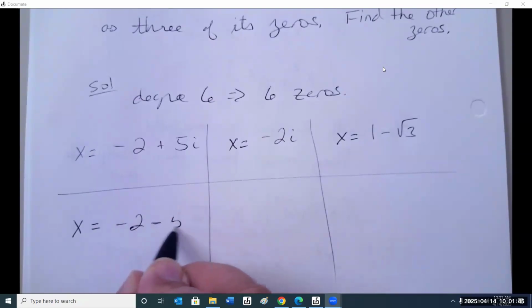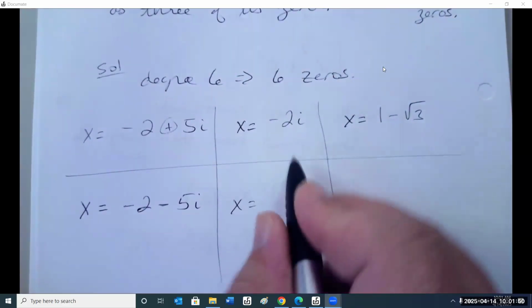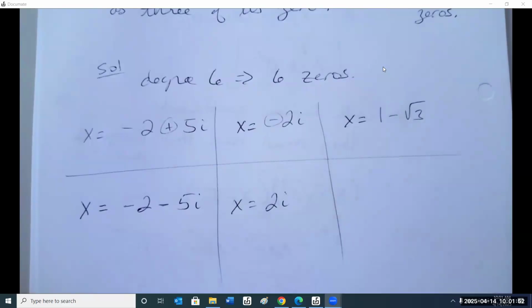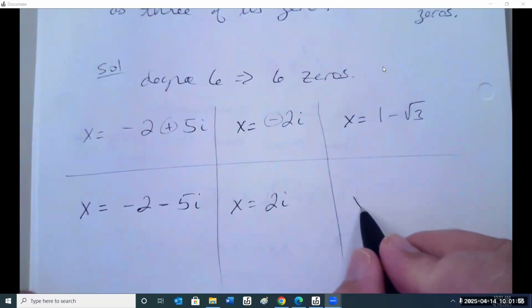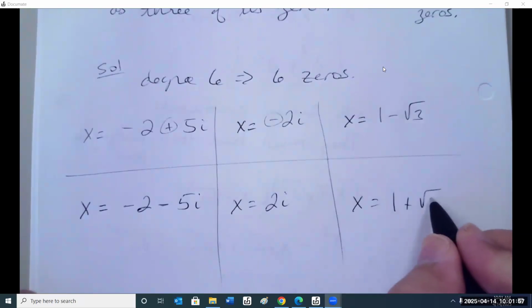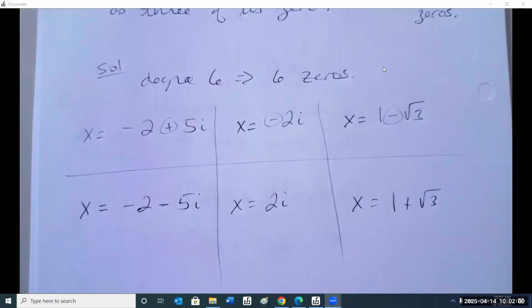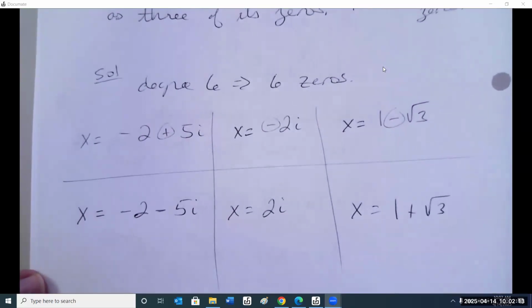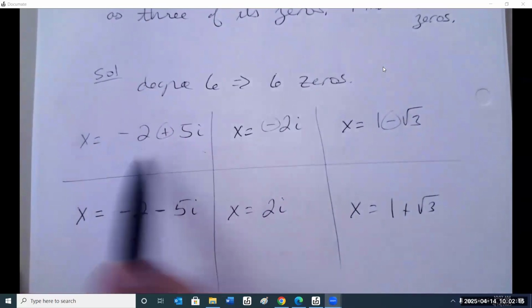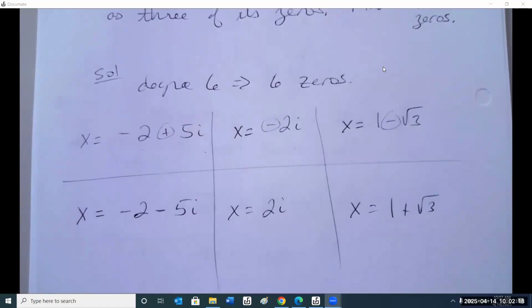-2 minus 5i, because we just change the sign between there. Change the sign in front of that, so it makes it positive 2i. And x equals 1 plus radical 3. Just change the sign between there. And those are our 6 zeros. Pretty straightforward. Then comes the hard part. We have to multiply these, make them equal 0, then multiply together. And yeah, it'd get very big and ugly real quick.